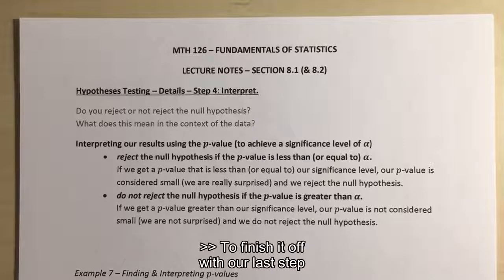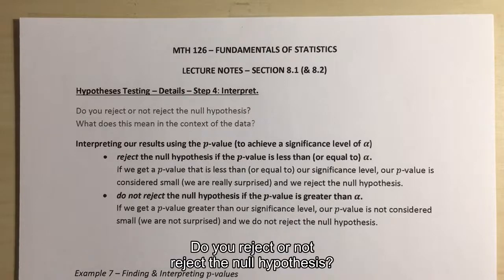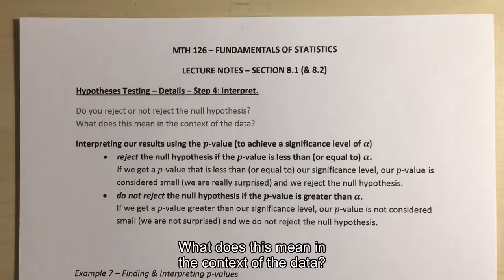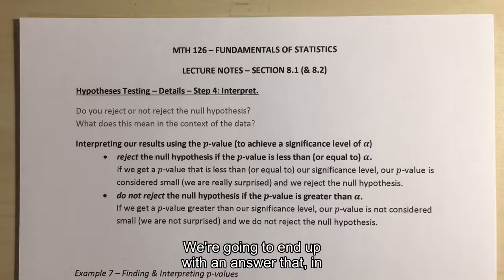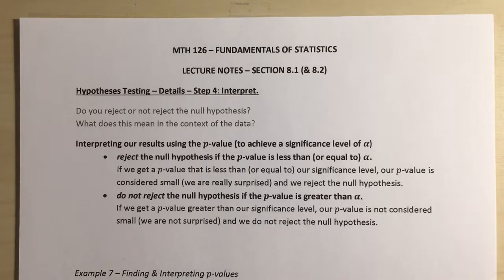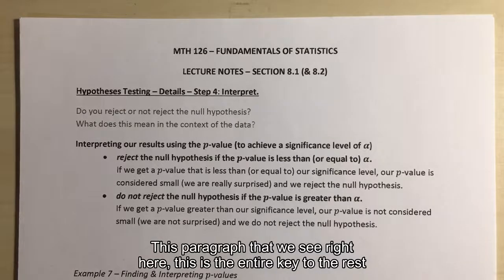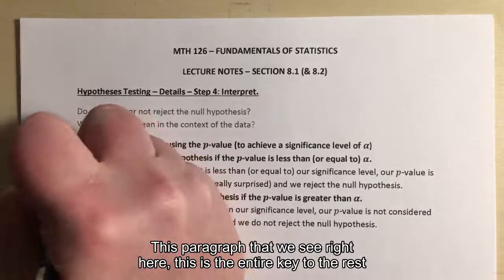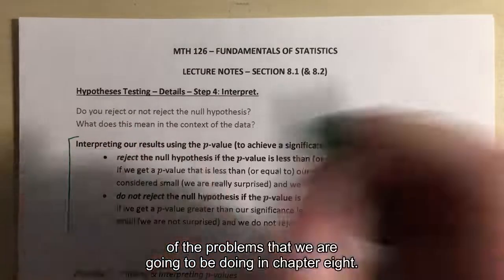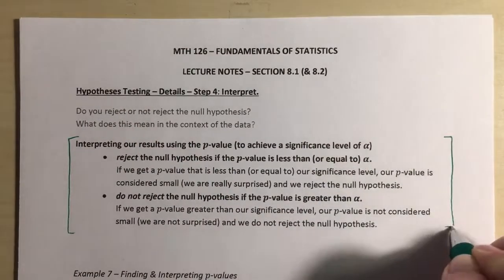All right, so to finish it off with our last step of our hypothesis testing process, we're going to be interpreting our results. Do you reject or not reject the null hypothesis? What does this mean in the context of the data? So we're going to end up with an answer that kind of in a way looks similar to what we saw in the previous one. So this kind of paragraph that we see right here, this is the entire key to the rest of the problems that we are going to be doing in Chapter 8.